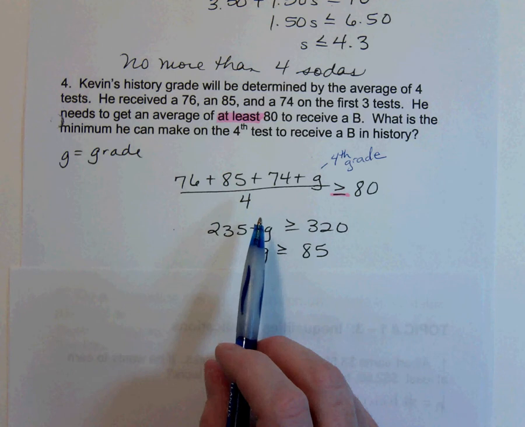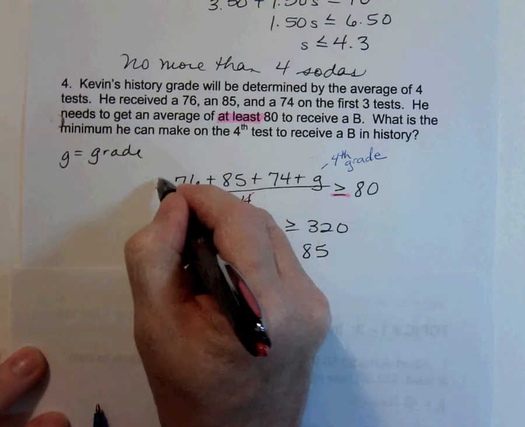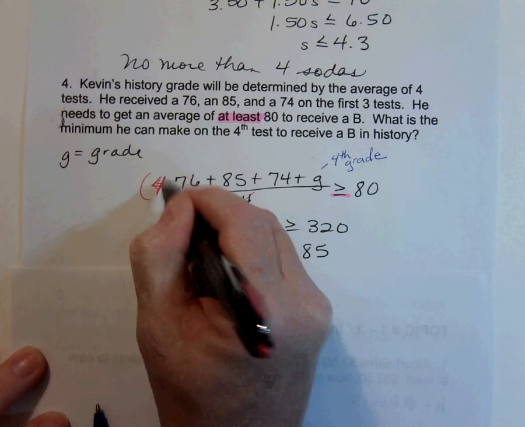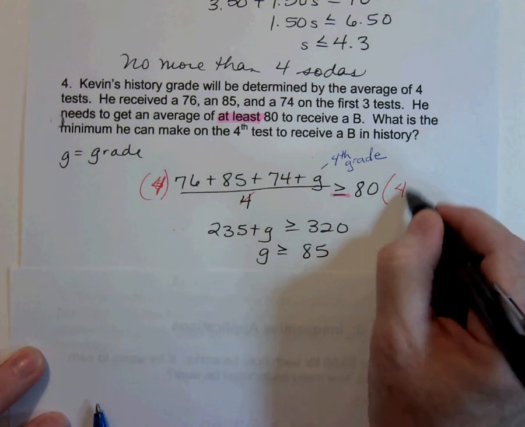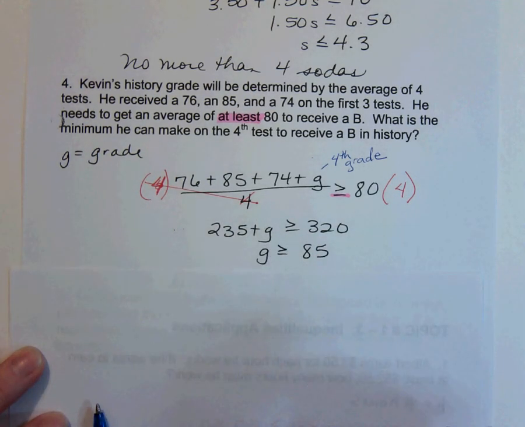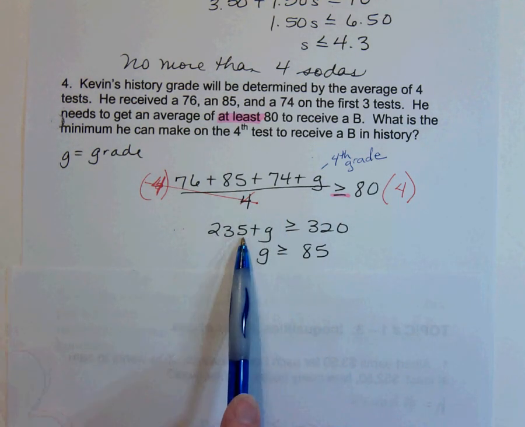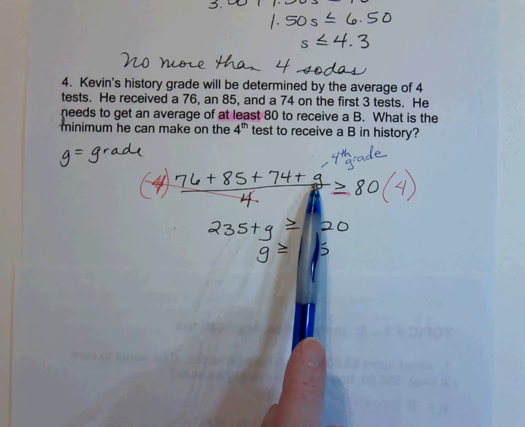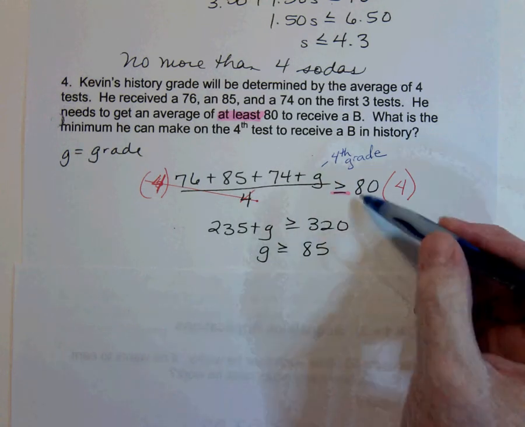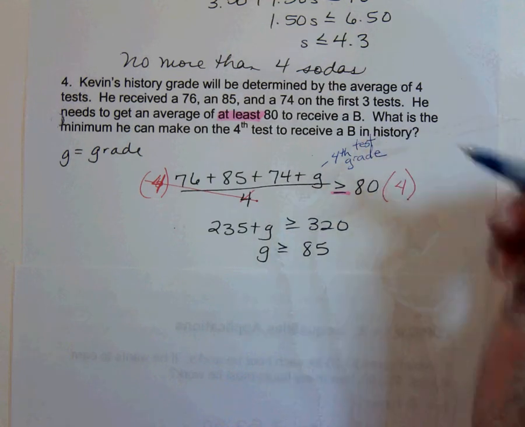The thing you have to remember to do in this one is to get rid of this 4, you're just going to multiply by 4 on both sides. If you multiply by 4 over here and 4 over there, those 4's go away. So you're left with adding up your numbers, 76, 85, and 74, to get 235, plus the 4th test grade we don't know. And 80 times 4 is 320.